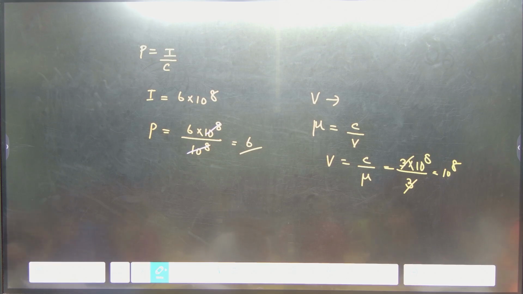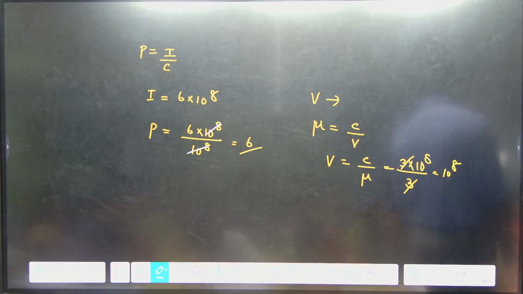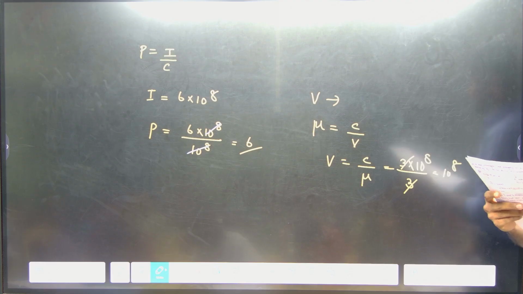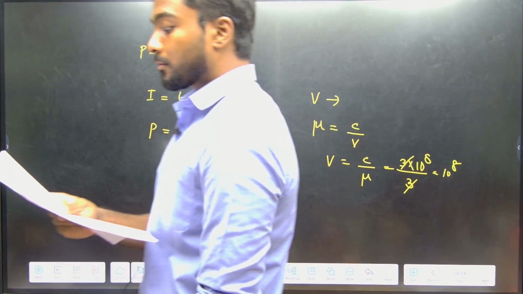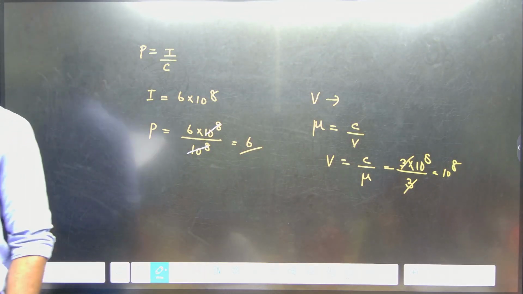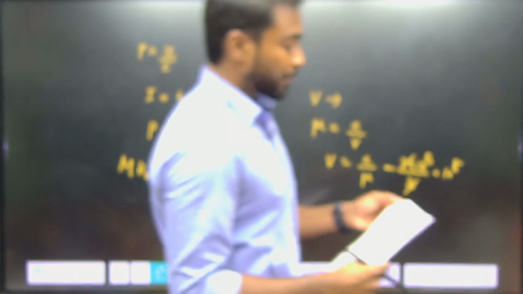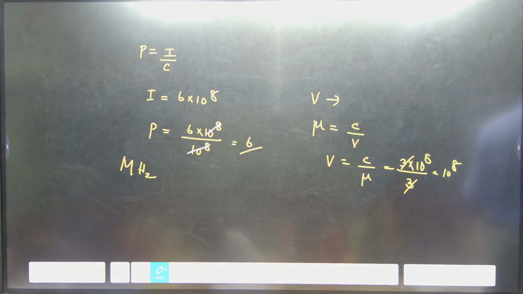Okay, can I give one more question? The next question is, a plane electromagnetic wave of frequency 35 megahertz travels in free space along the direction of x axis.